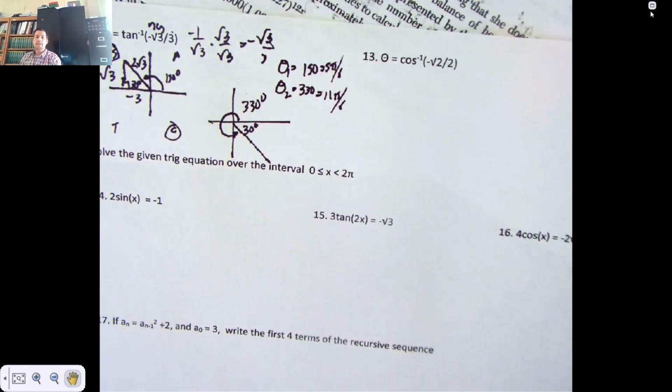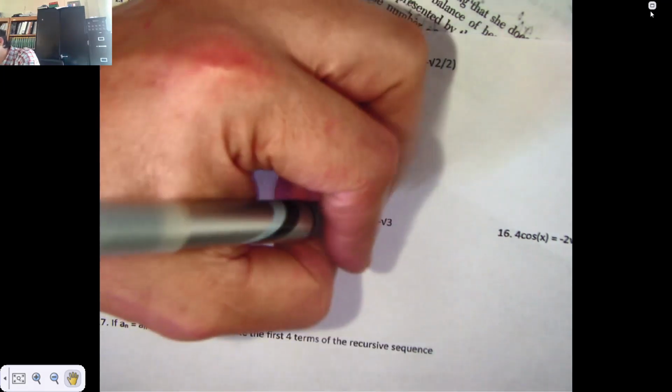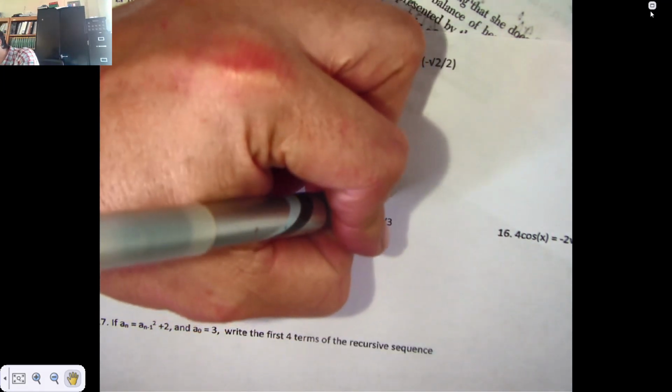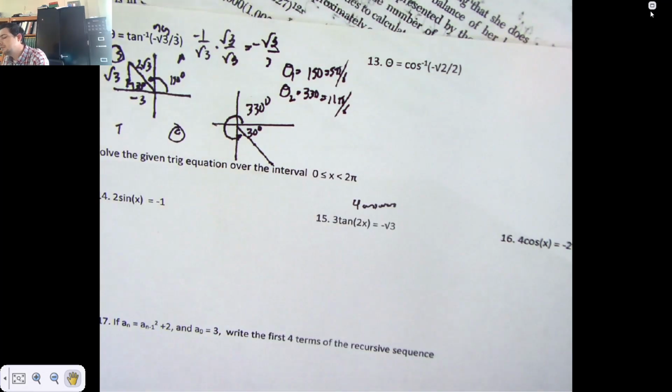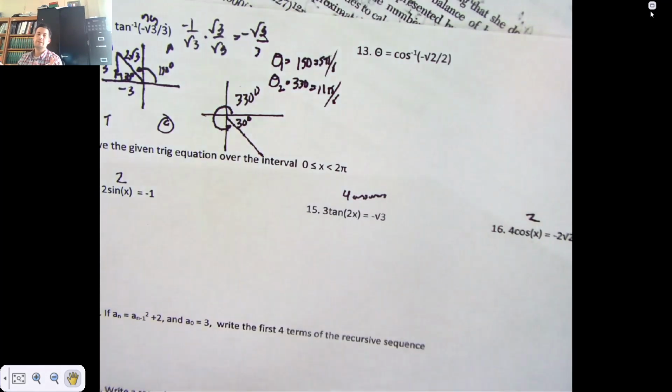All right, solving. Oh man, I put 15. Ooh, 15's hard. 15 has 4 answers. That 2 in there speeds this function up, makes it happen twice. This one only has 2. This one only has 2. Those guys only have 2 answers. That's all they have. So 15 has got the hard one, so I'll do 15.